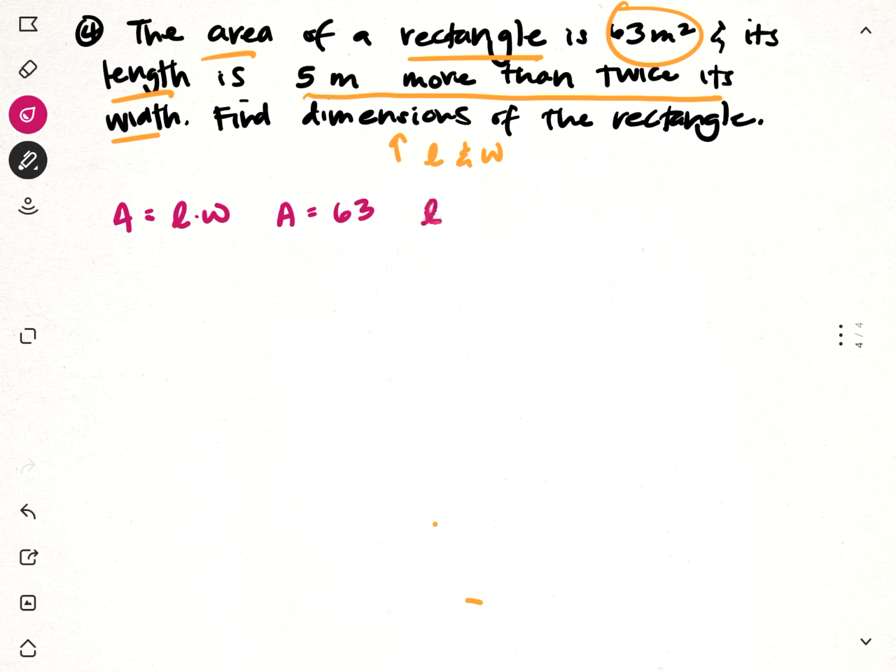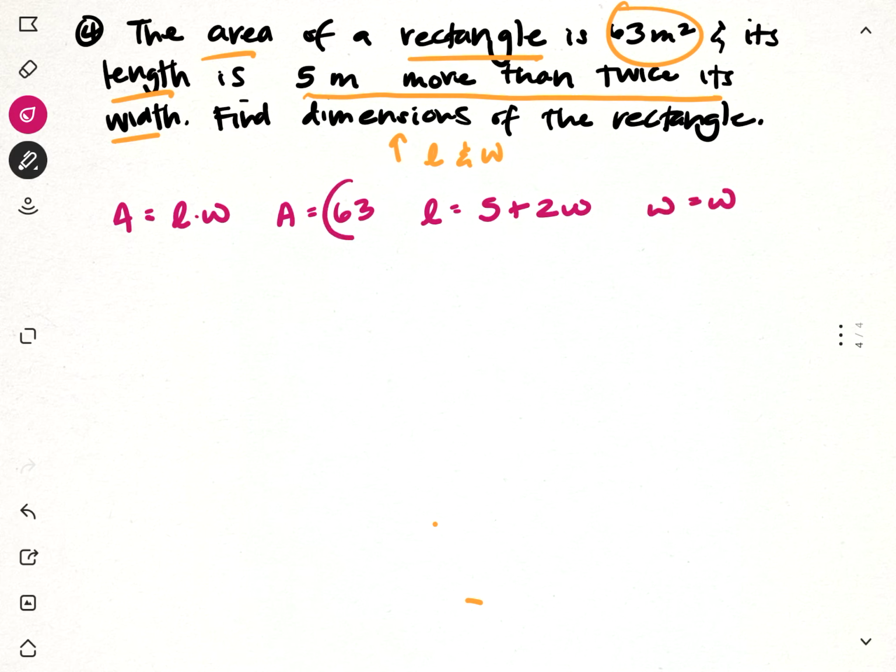We know its length is going to be 5 more than, that's a plus, 2 times its width. So I'm going to say that the width is W. We're going to say width is equal to W. Okay, so find the dimensions of the rectangle.